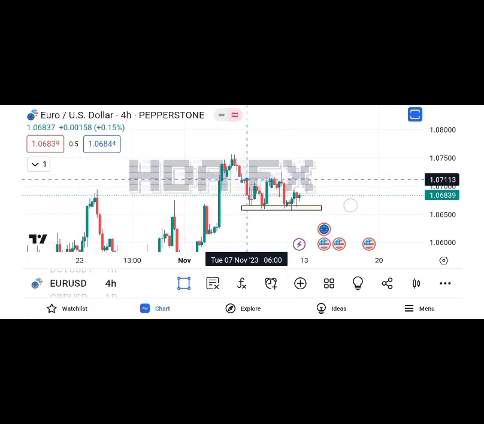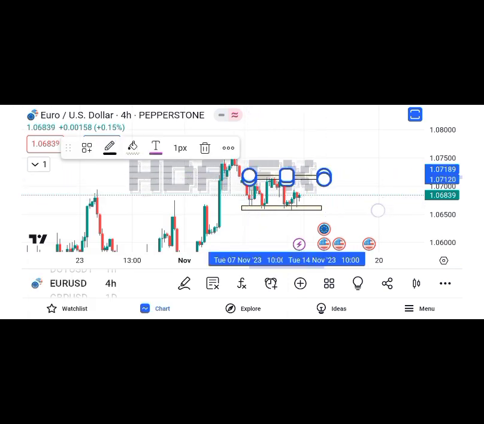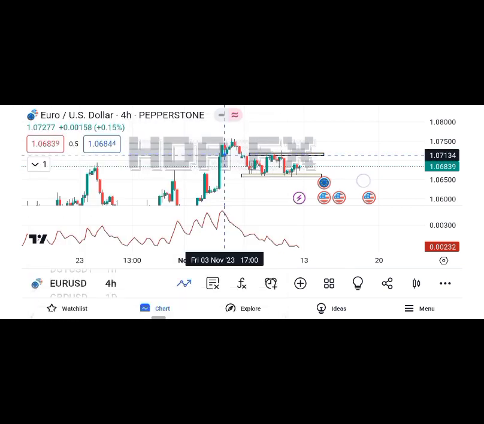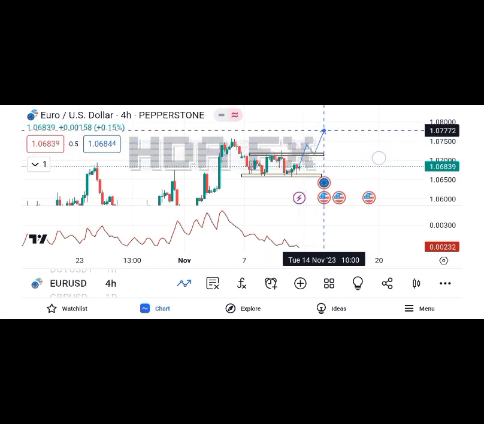Once we have this key zone here on Euro USD, actually price might not retest this zone. So price can just continue upward here. If price continues upward, I want to see price break this zone here upward, then wait for a retest to this zone, then buy Euro USD. So this is my simple analysis on Euro USD.